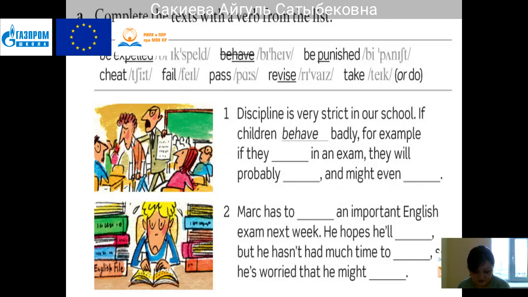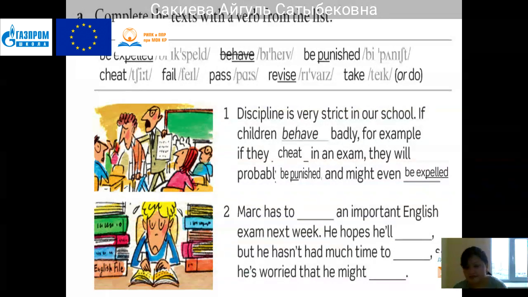Guys, are you here? If they cheat an exam, not fail, cheat, and they will probably... What's the next word? They will probably fail, expelled. But before expelled, what could be before expelled? This is fail. Achtan, yes, excellent. You probably be punished and might even, the last one is, after being punished, yes, be expelled, Nursultan, correct.